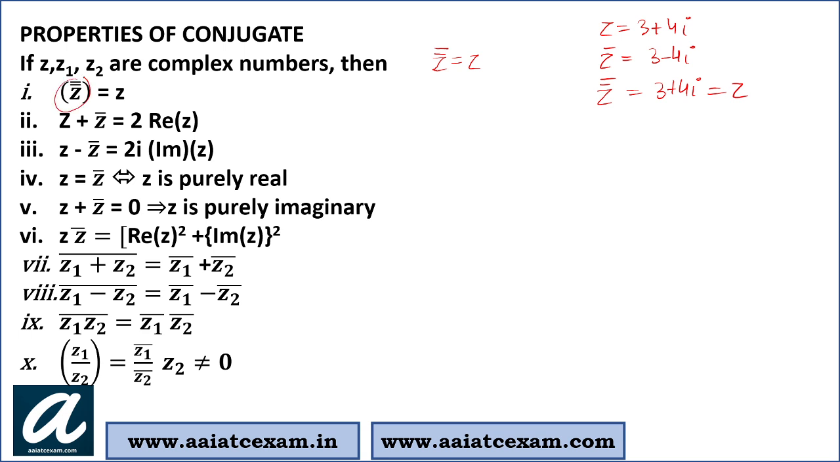So z double bar is equal to z. If I am adding a number to its complex conjugate, the answer is always 2 times the real part. For example, z is 3 plus 4 iota and z bar is 3 minus 4 iota. So if I'm adding z plus z bar, you can check the 4 iota cancel. This is 2 times 3, which is 2 times the real part.